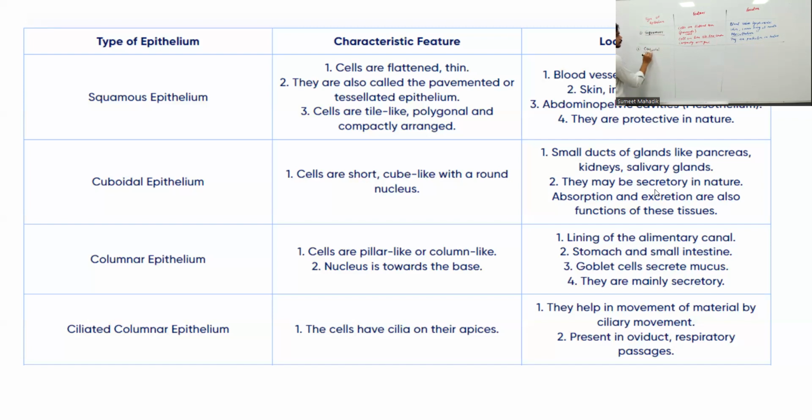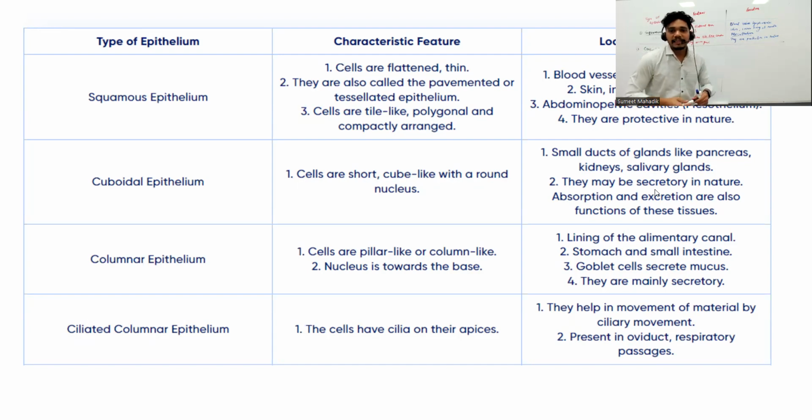Can anybody tell me what is cuboidal? Cube-like structure. What is a cube? Squamous epithelium-like cells are very flat. But cuboidal cells are cube-like structures, and they have a nucleus.